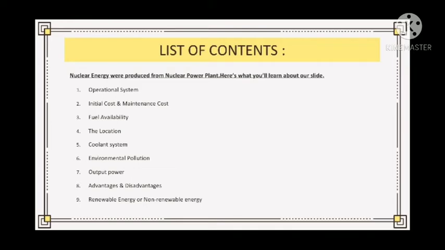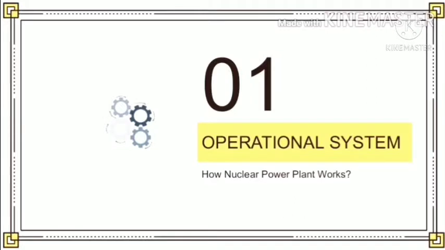Here's what you will learn about our slide. First, operational system. Second, initial cost and maintenance cost. Next, fuel availability, the location, cooling system, environmental pollution, output power, advantages and disadvantages. Last but not least, renewable energy or non-renewable energy. So let's get started. Number 1, operational system.